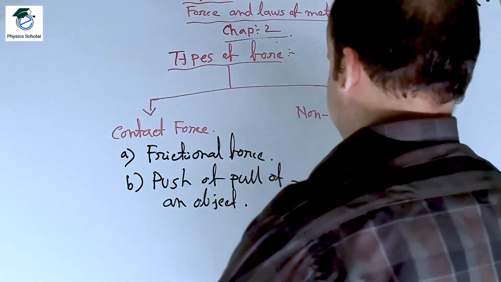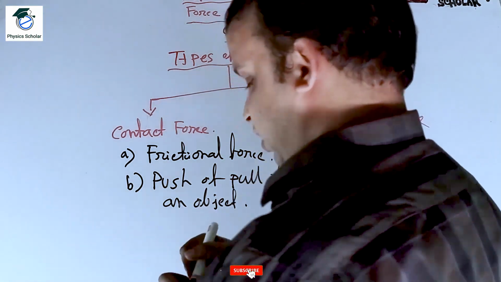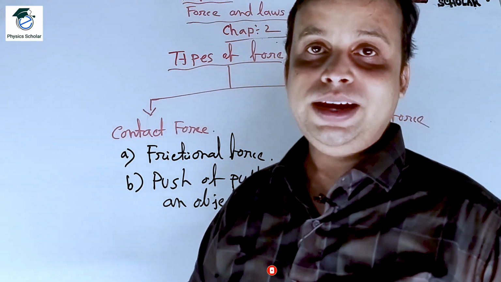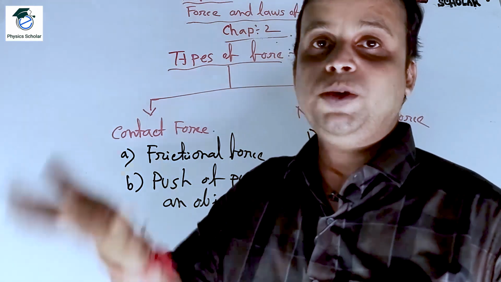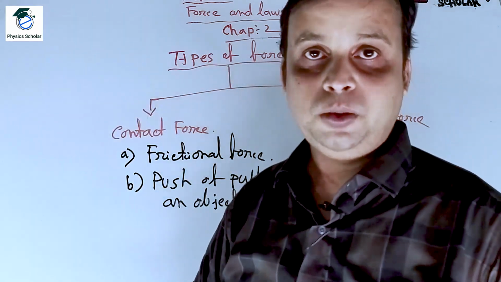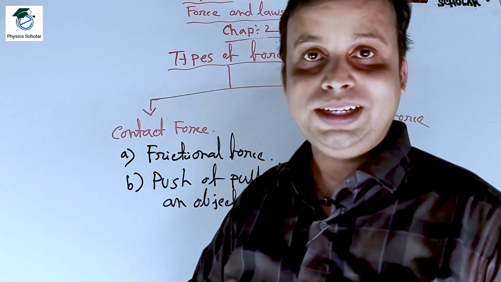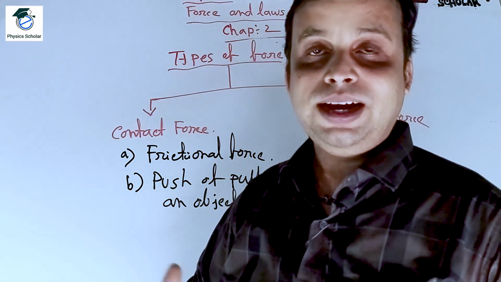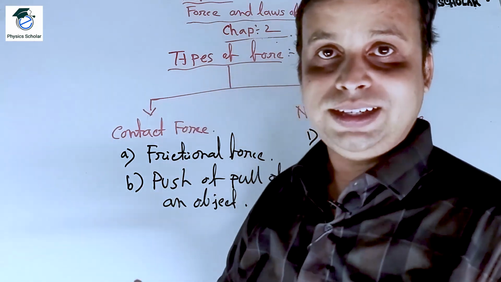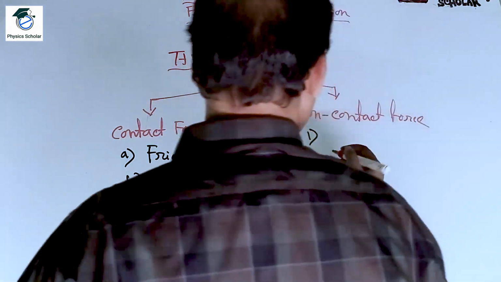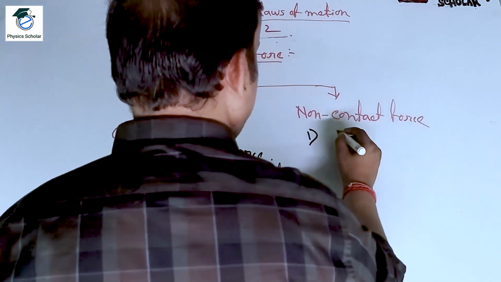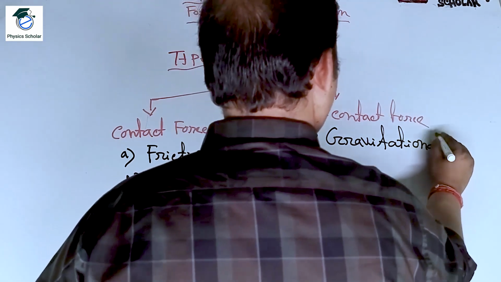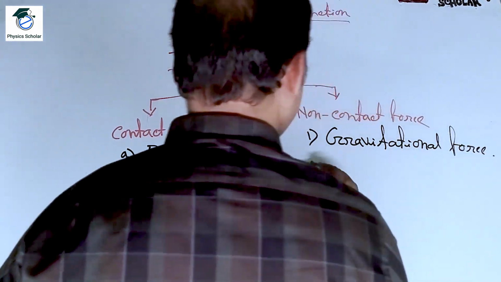Now non-contact force. What is non-contact force? Here the force will be applied without touching. How? The gravitational force. If we have a piece of stone and we throw it up, then what will happen? After some time it will fall down. Why? Because the earth is pulling it towards its center. Due to gravity it will come down. So that is gravitational force. No contact is required, so that is known as non-contact. So gravitational force is an example of non-contact force.